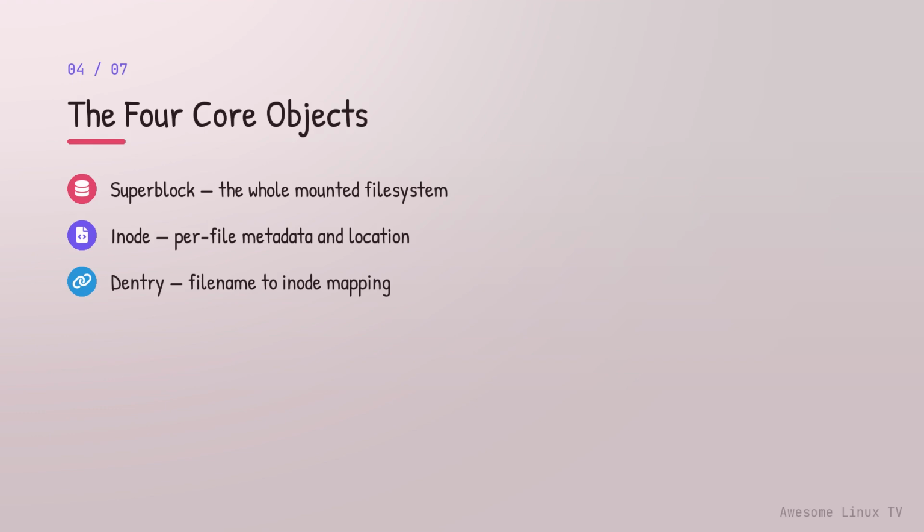And the file object is what you get back from an open call, a handle that tracks your read position and access flags. These 4 structures give VFS a universal language for any file system without knowing the implementation details.